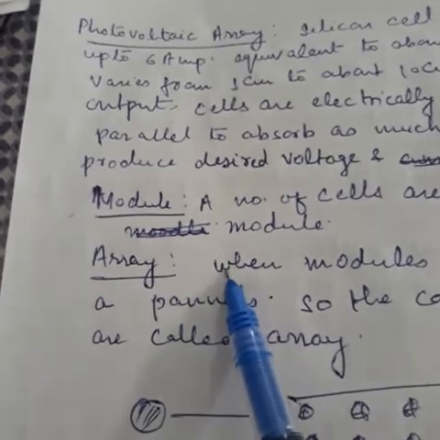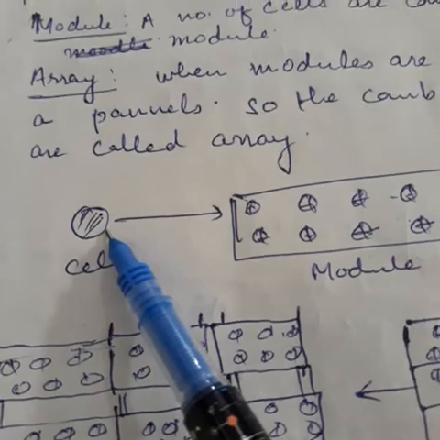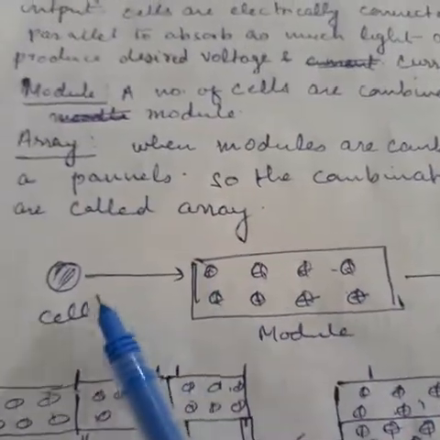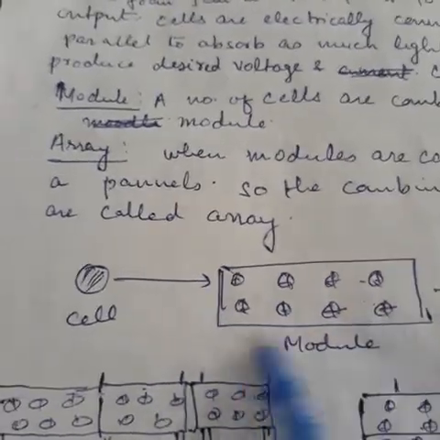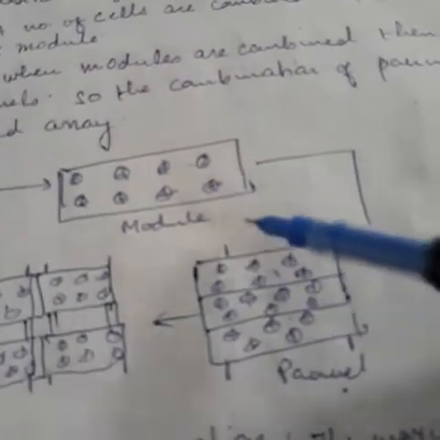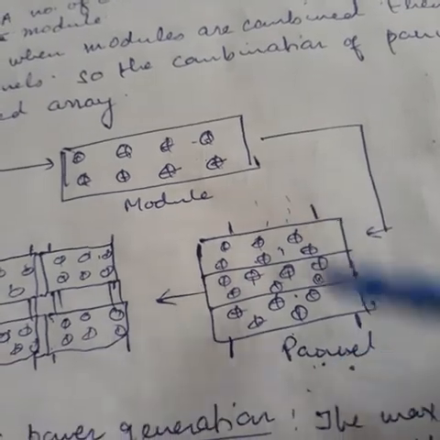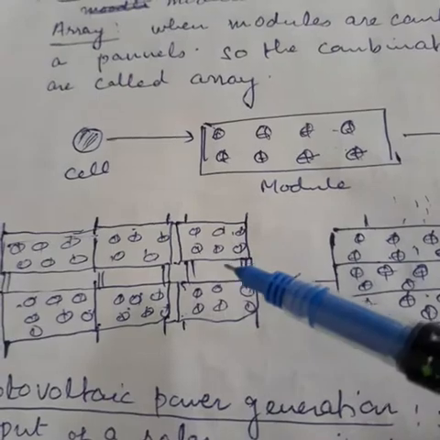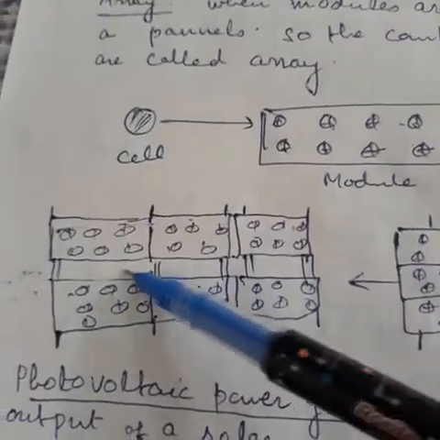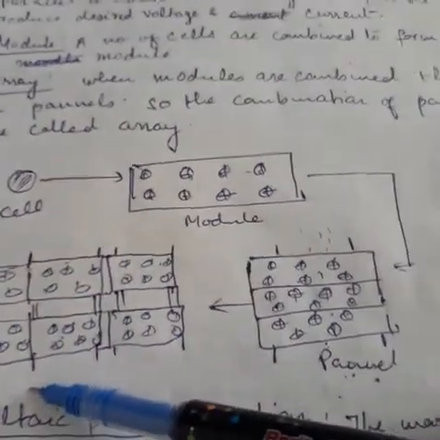So here a cell is indicated by a circle, and a module is the various cells stored in a panel. These modules are arranged in series and parallel, and this is called the panel, and the combination of panels in such a way is called an array. So this is the layout of how the cell is converted into the form of an array.